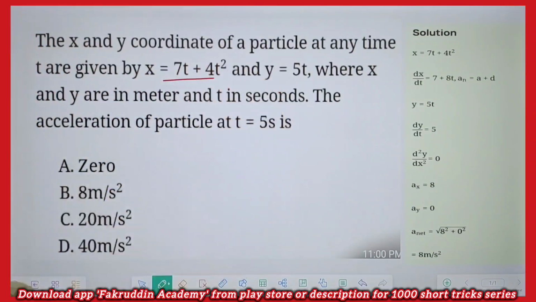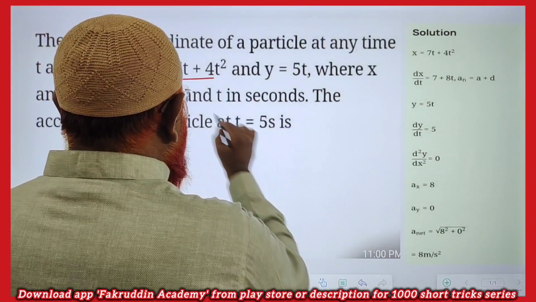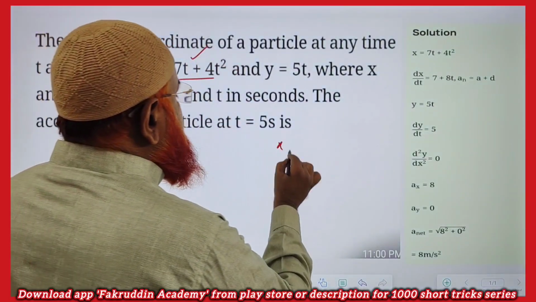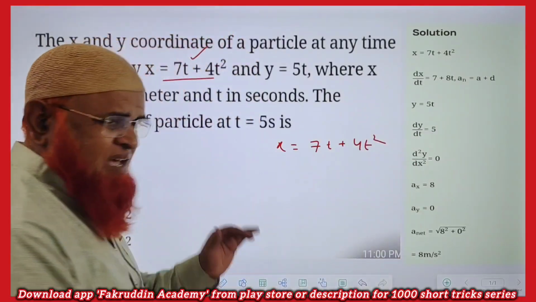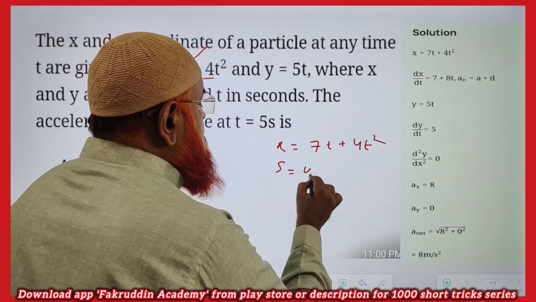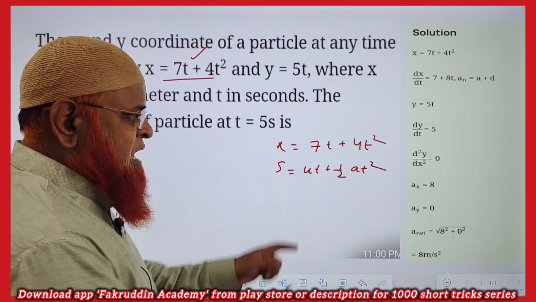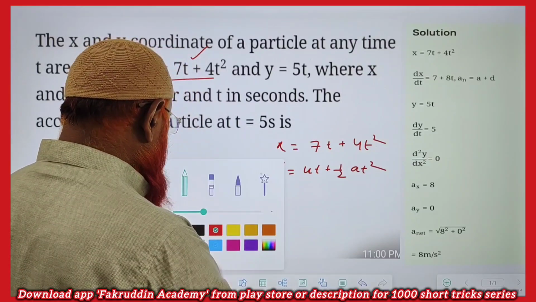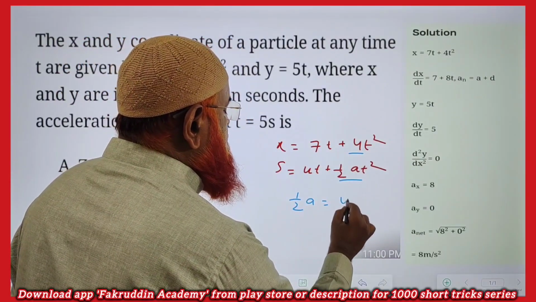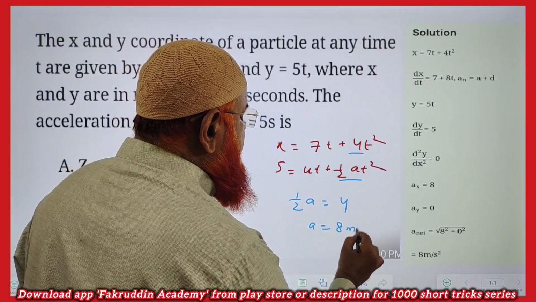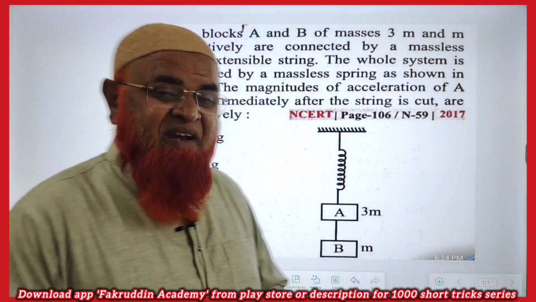ये सारा प्रॉब्लम अच्छी तरह से पढ़ लीजिए आप लोग, मुझे पढ़ने की कोई जरूरत नहीं. आई कैन सॉल्व द प्रॉब्लम बाय जस्ट दिस इक्वेशन. x इज इक्वल टू 70 प्लस 4t स्क्वायर. मैं क्या करता हूं, इसको s इज इक्वल टू ut प्लस हाफ a t स्क्वायर के साथ कंपेयर करता हूं. अभी देख लीजिए, हाफ a के पास क्या क्या चीज है, ये और ये, हाफ a इज इक्वल टू 4, ये इज इक्वल टू 8 मीटर्स पर सेकेंड स्क्वायर. आ गया मेरा आंसर. होप यू हैव एंजॉयड.